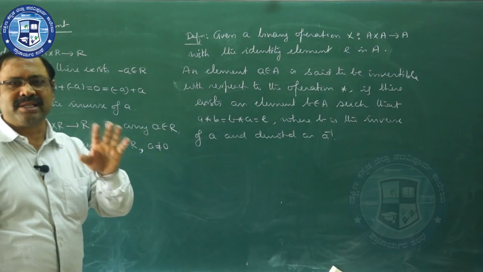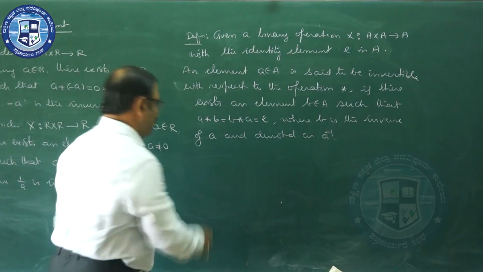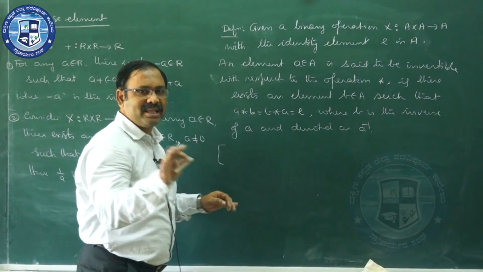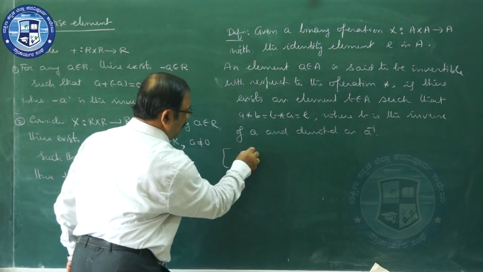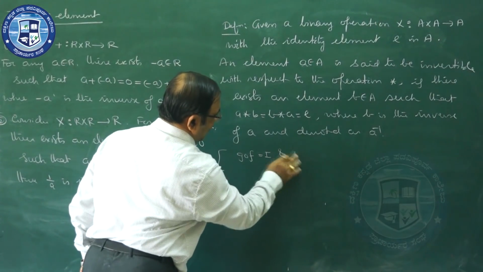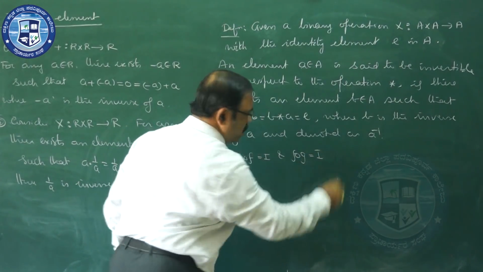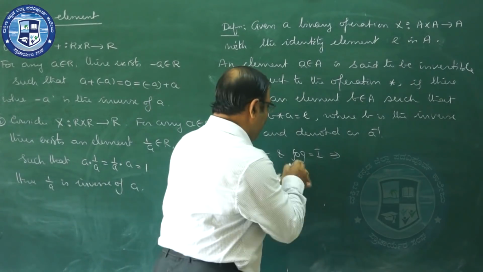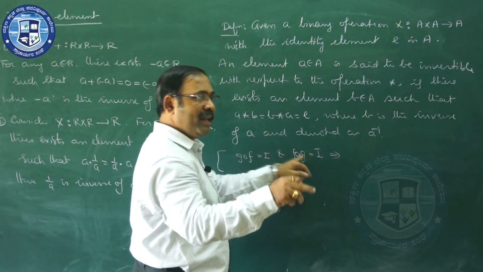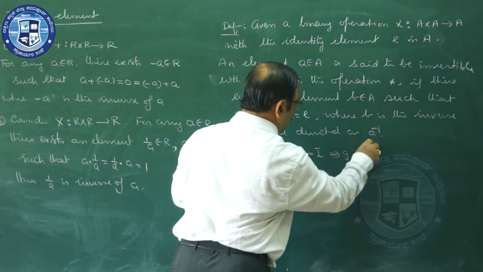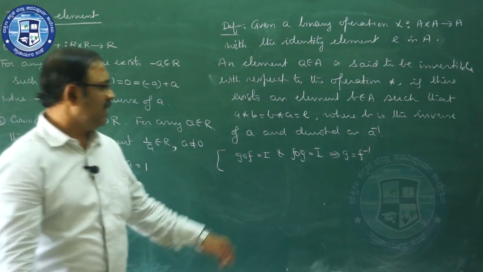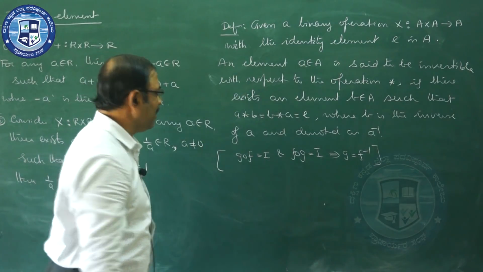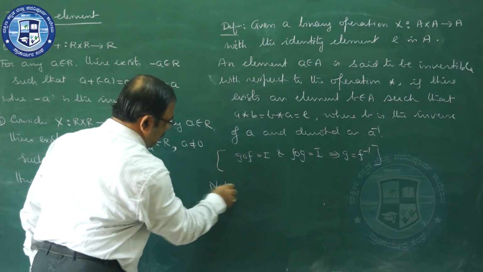You have come across a similar definition in invertible functions. You remember that two functions f and g are taken, g composite f equal to I and f composite g equal to I. Then f is said to be invertible and g represents the inverse of f, so g is equal to f inverse. The same property we are using here.